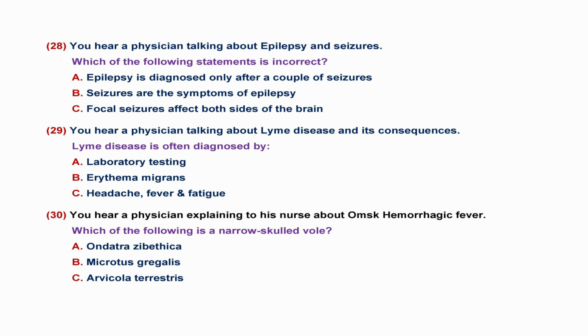Common tick vectors include Ixodes persulcatus, Dermacentor marginatus, and Dermacentor reticulatus. Common rodents infected with the disease include the muskrat or Ondatra zibethicus, water vole or Arvicola terrestris, and narrow-skulled voles or Microtus gregalis. However, muskrats are not native to the Omsk region, but were introduced to the region and now they have also become a common target for hunters and trappers. Muskrats become ill and die when infected with the virus.